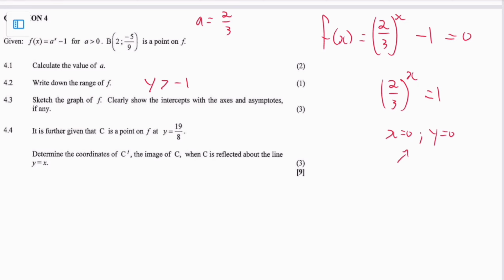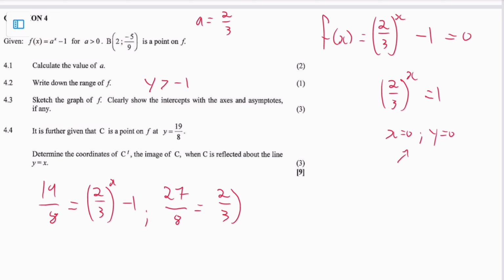They ask you, determine the coordinates of C prime. Okay, so how are we going to go about doing this? So we know that C is a point on f. So to find the x coordinate, we can just plug in y. So we can just say 19 over 8 equals 2 over 3 to the power x minus 1, right? And so then that tells us we have 27 over 8 equals 2 over 3 to the power x.